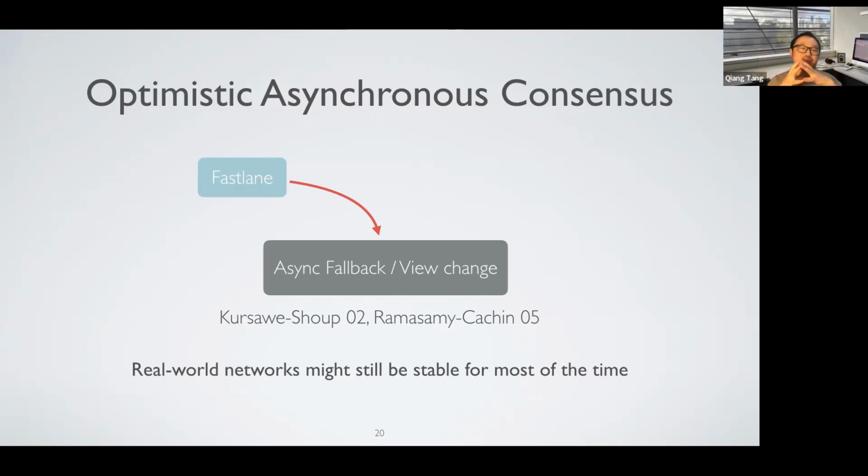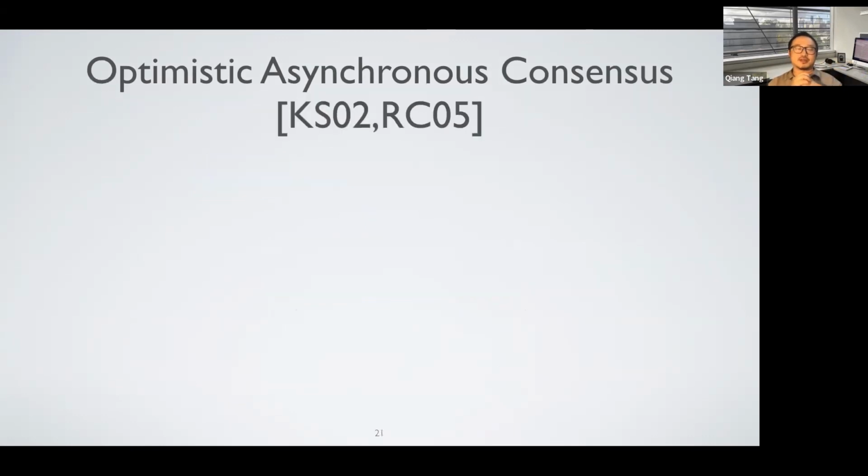The basic rationale is that the real-world internet might not be fluctuating at every single second, right? It might be stable for a while, then get bad, and maybe stable again. So we try to harvest all these stable times to make progress as much as possible. But this diagram might be overly simplistic to reflect the complexity of optimistic asynchronous consensus. The actual structure is much more complicated. Let me try to explain at a very high level.